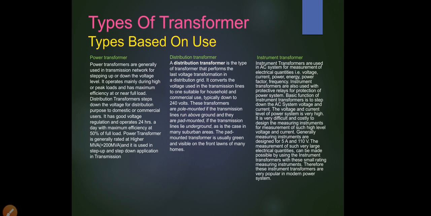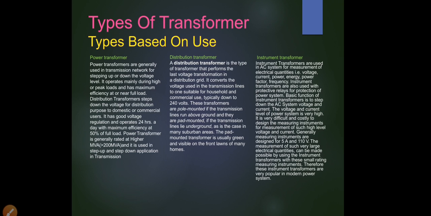So we need to consider the types of transformers based on their uses. Power transformers produce the required voltages for 24-hour regulated operation for domestic and industrial purposes. Power transformers provide ratings greater than 200 megavolt amperes, and are used either as step up or step down in the transmission section.